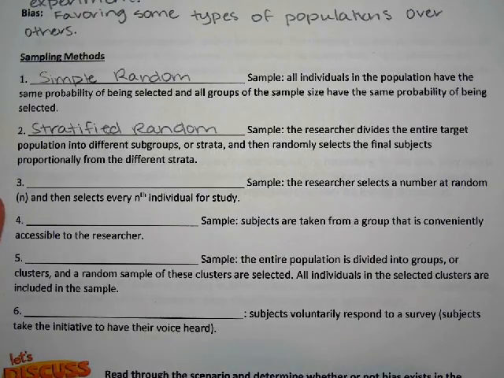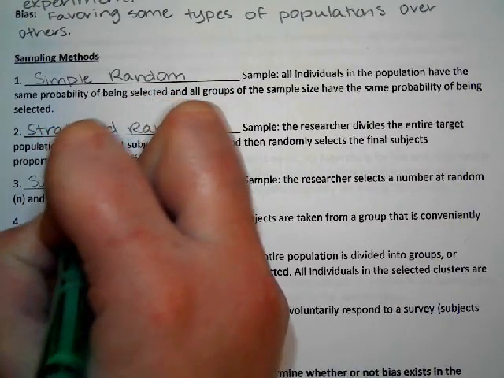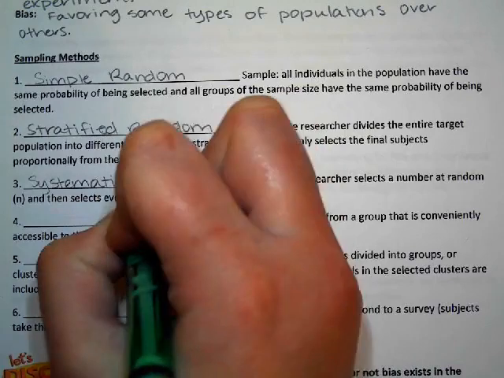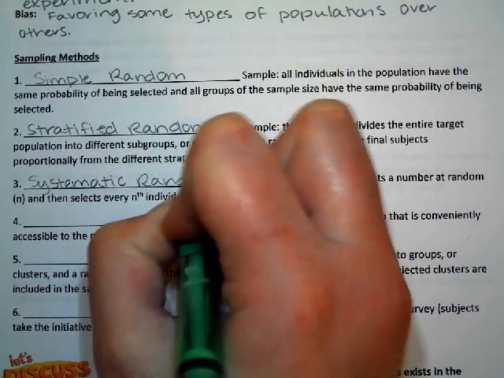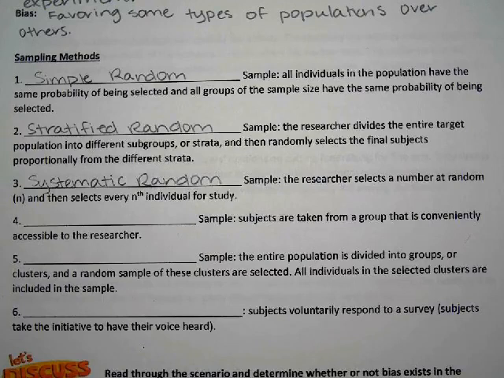The third type is systematic random. A systematic random sample is where the researcher selects a number at random and then selects every nth individual for study. So this is if I was standing at the door when you came in and I said every fourth person is going to answer the questions of my study. So it was just random as you came in.